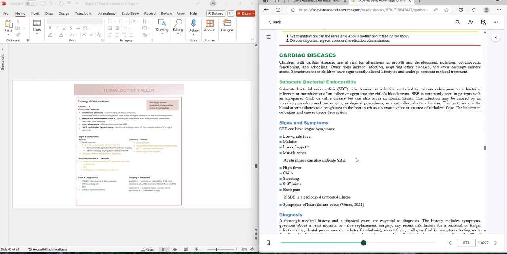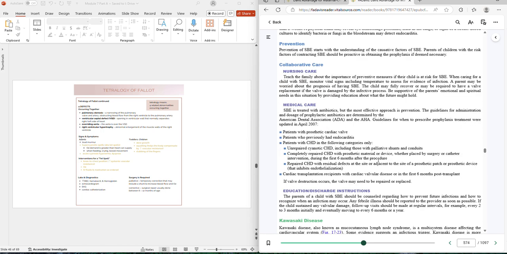Very, very bad. Loss of appetite, high fever. So, know these signs and symptoms, winks and lollipops, okay? Fever, chills, sweating, back pain, swollen joints, stiff joints. Just know that it is of course, bacterial infection, okay?